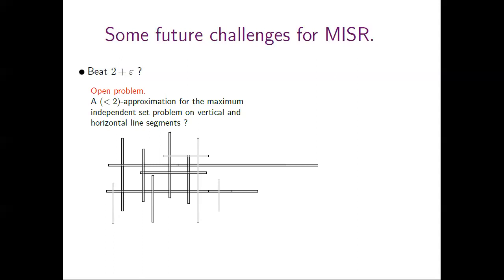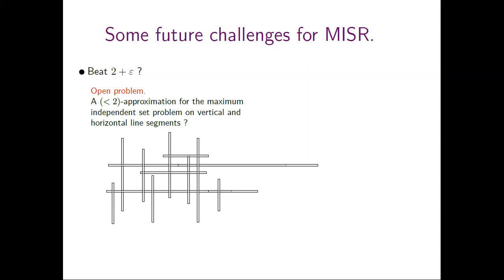So imagine the restriction of the maximum independent set problem to this setting. The fact is that there is an easy 2 approximation for this problem, right? And they don't overlap horizontally, right? They do overlap horizontally. It's important, because otherwise you have a bipartite graph.